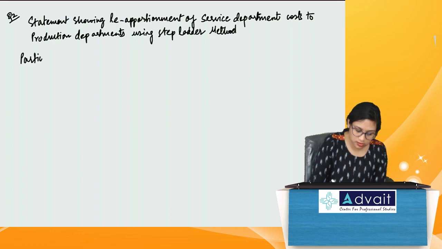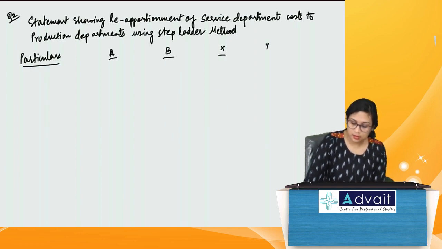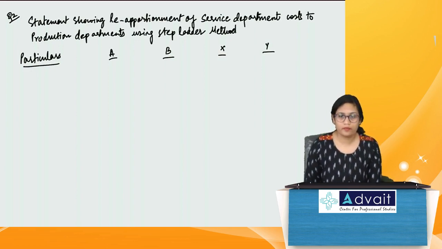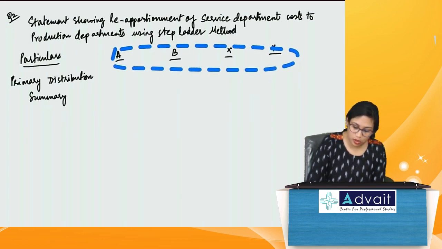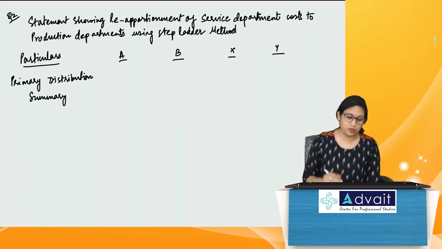So particulars A, B, X, Y. So let's write down primary distribution summary. Guys, so in this problem also, they have only apportioned, allocated and given us the primary distribution summary.